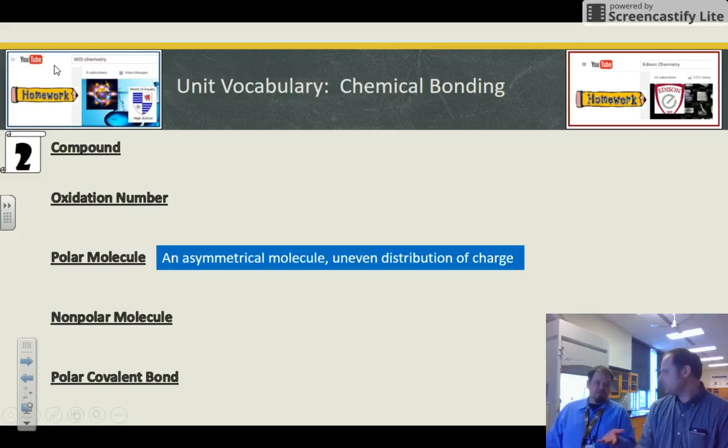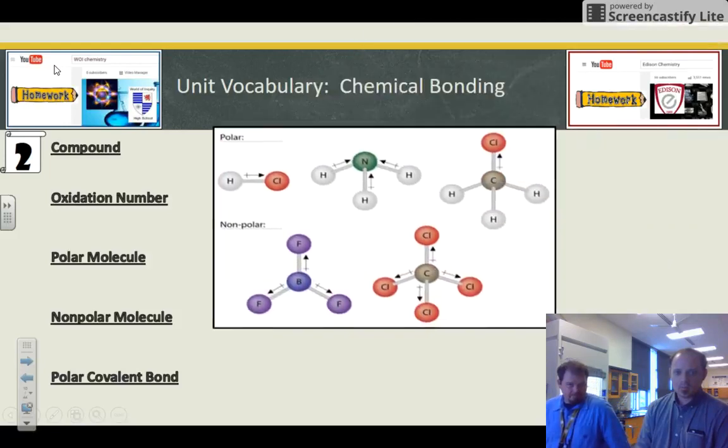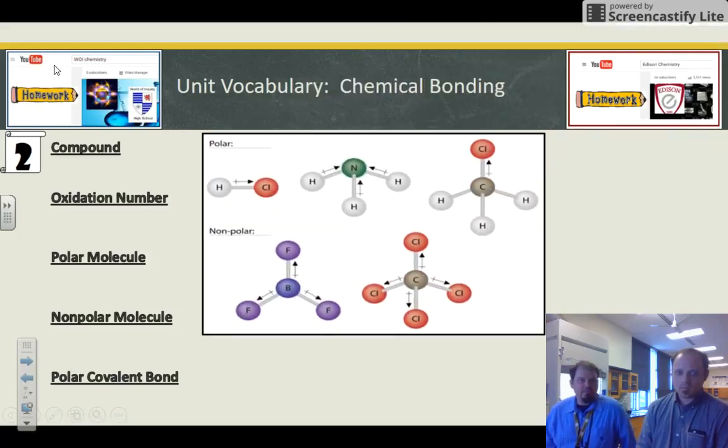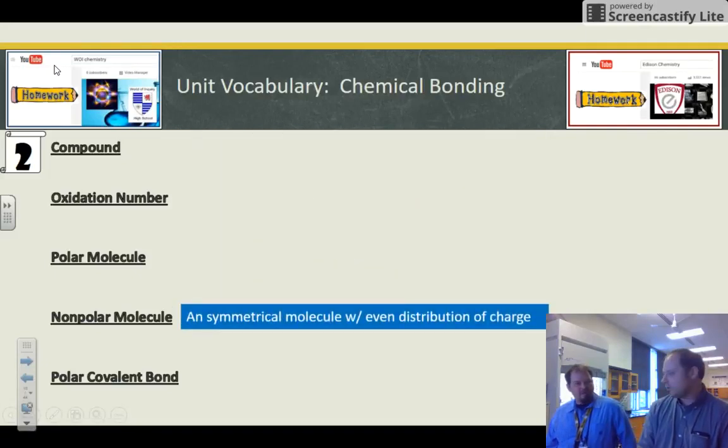And when he's talking about charge, he's talking about the electron distribution. That's all the negatives around it. Are they all on one side, or are they all evenly spaced? So a nonpolar molecule would be the opposite. And there are some examples here of nonpolars, the two on the bottom, CCl4. So this is a symmetrical molecule with an even distribution of electrons.